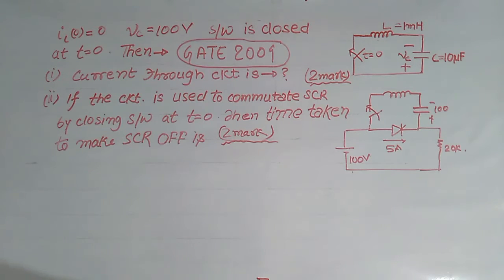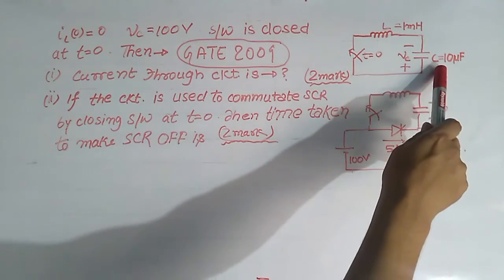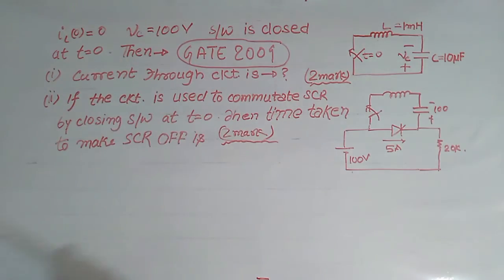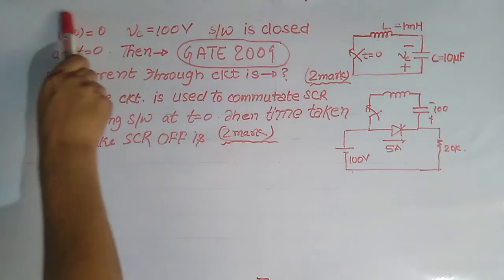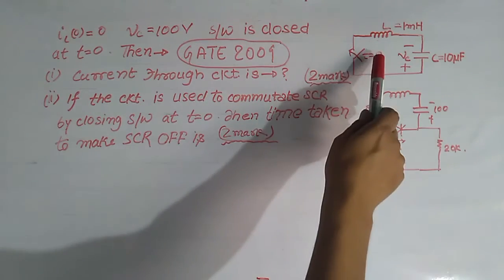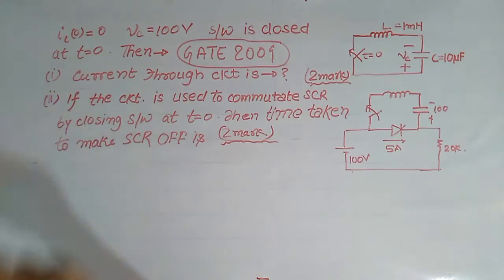Now see this question that has been asked in GATE 2009. This question is based on the concept of LC circuits. Here in this question it says that this LC circuit is given. The voltage across this capacitor, that is 10 microfarad, is 100 volt and inductance is 1 millihenry, and current through inductor at t equals 0 is 0. Now this switch is closed at t equals 0.